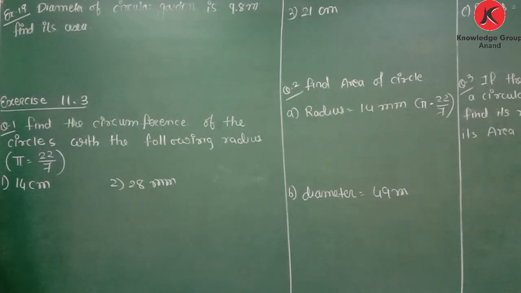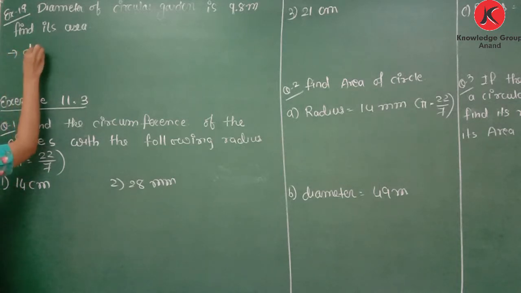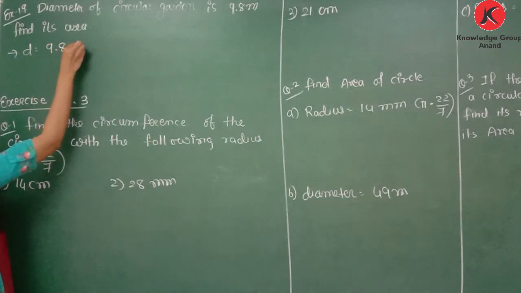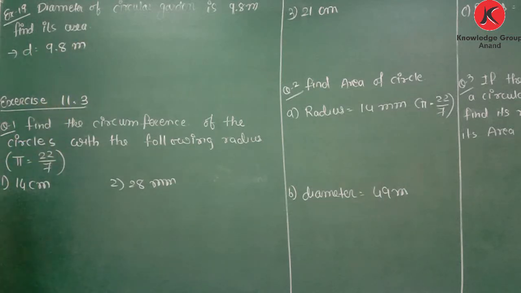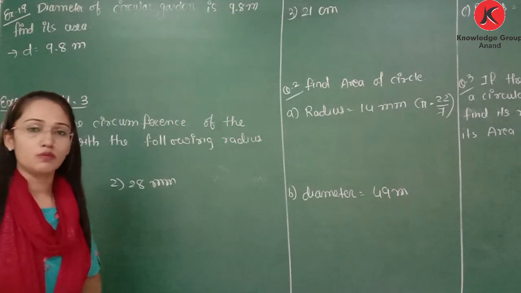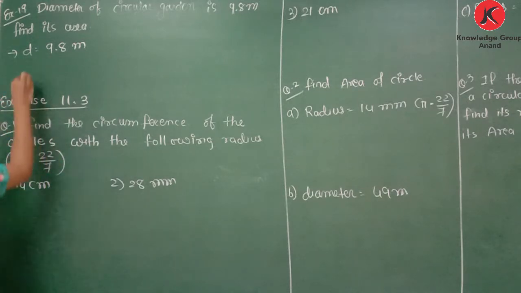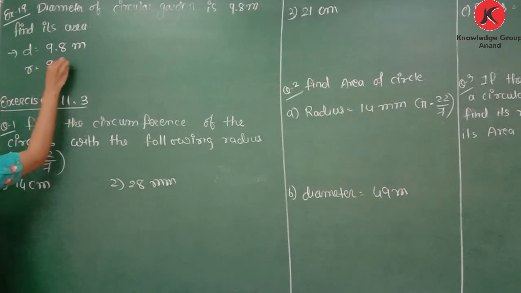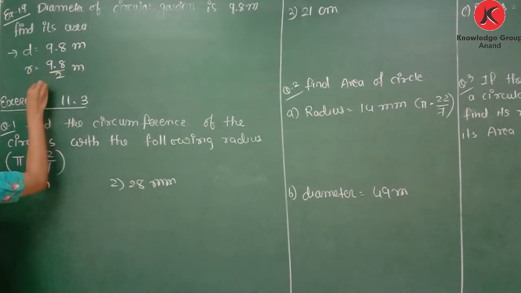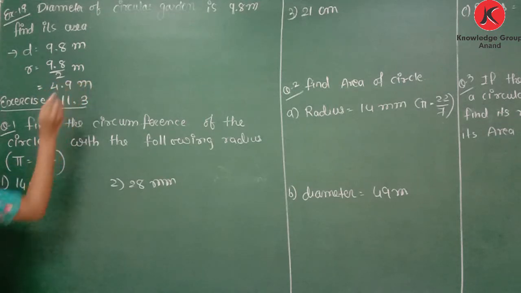Now let's take the next example. Diameter of a circular garden is 9.8 meter. Find its area. So here diameter is given, that is 9.8 meter. Now what is the area of a circle? That is pi r square. It means we need a radius. So from diameter we get the radius. So radius is equal to 9.8 by 2 meter. So that is 4.9.